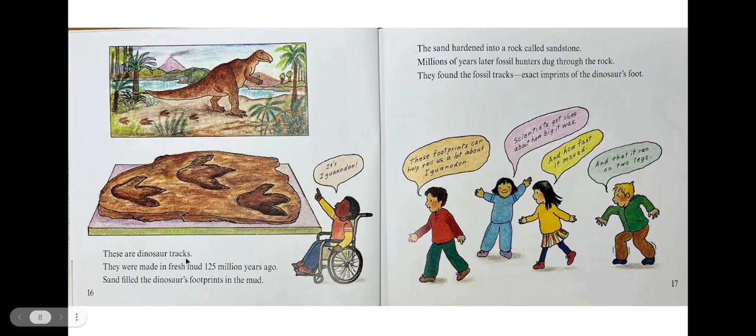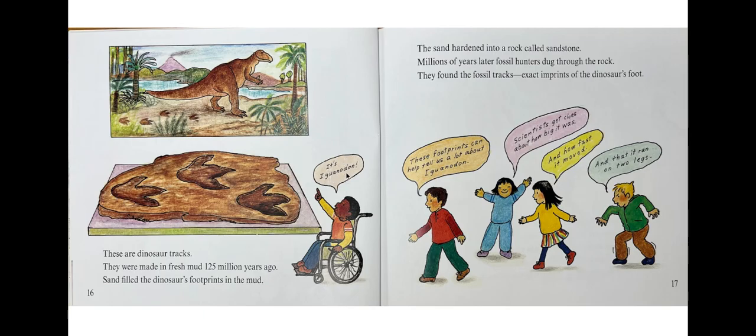These are dinosaur tracks. They were made in fresh mud about 125 million years ago. Sand filled the dinosaurs' footprints in the mud. The sand hardened into a rock called sandstone. Millions of years later, fossil hunters dug through the rock. They found the fossil tracks, exact imprints of the dinosaur's foot.